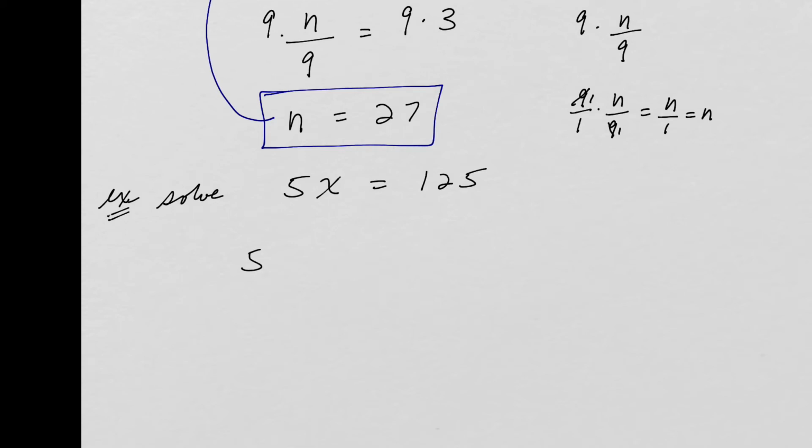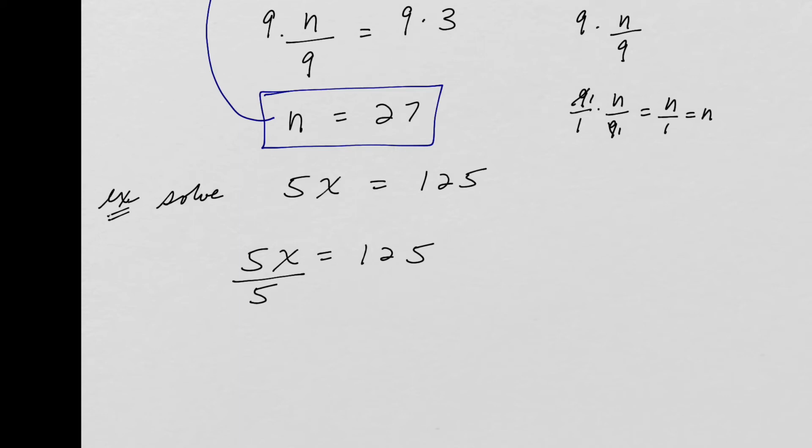Okay, so I'll write it down again here. 5x is equal to 125. So now, again, my goal is to get 1x, or x by itself. It's being multiplied by 5, right? So how do I undo that? Well, I can divide by 5.